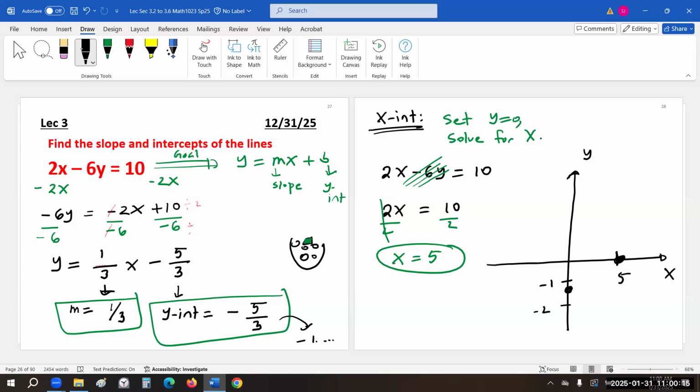So I don't know exactly how much is -5/3, but we just did an estimation. 3 goes into 5 only once, so it's definitely 1 and then a little bit more. And then it connects with a straight line. And this is the line of that equation.